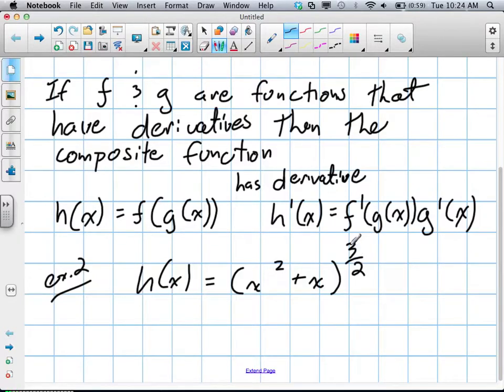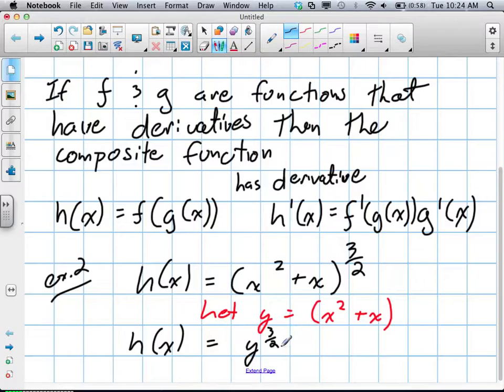What I'm going to do in this question is break this into two separate variables just so questions 3 and 4 make a little more sense. Now technically we can just use our power of a function rule here. I want you guys to realize that, for instance, if I were to let y equal x squared plus x, this question would now become h at x is equal to y to the 3 over 2. It's very simple to solve this part.